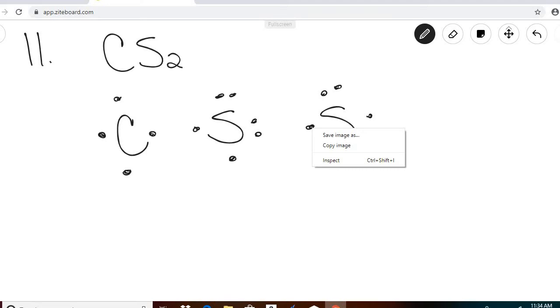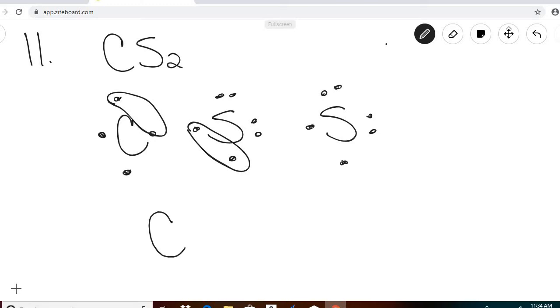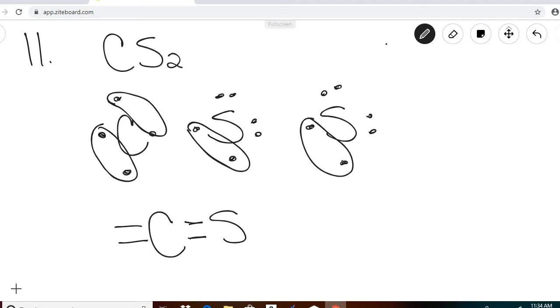Okay, so the only way we can arrange those is we can have these 2 share with these 2. Okay, so that means it's going to need to be a double bond. They're going to need to be moved into the middle. And then we'll have these 2 shared with these 2. Put that bond on the other side. And then go ahead and draw the other pairs of electrons around that sulfur so that it has 8. Okay, so now the sulfur has 8 and the carbon has 8.